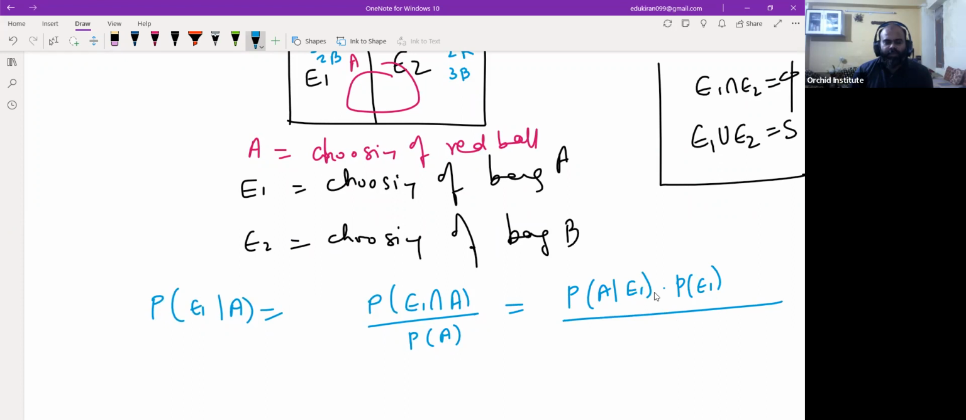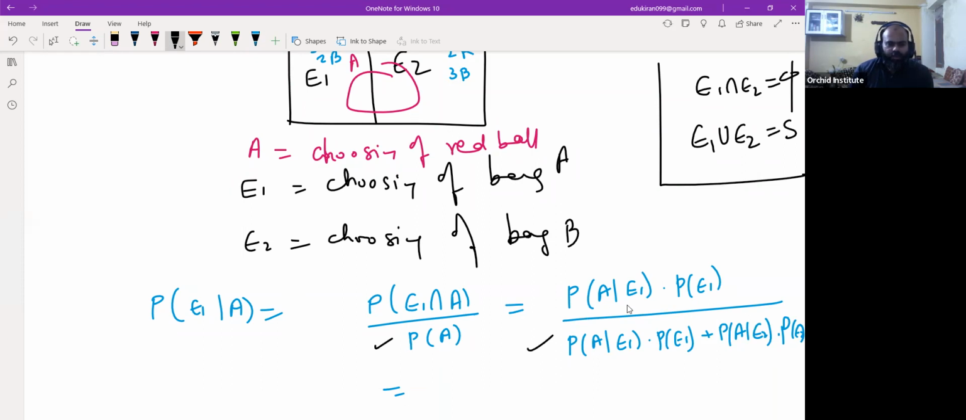This is P(E1) into section A, as we studied yesterday also. And what is P(A) by total probability theorem? It is P(A/E1) into P(E1) plus P(A/E2) into P(E2). So here there are two, E1 and E2. So here the total probability theorem occurs in the denominator. This P(A) has to be written like this.